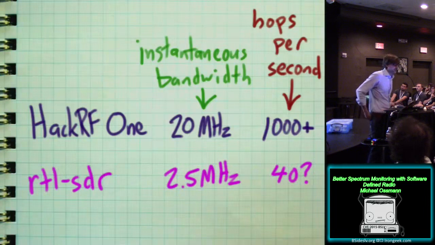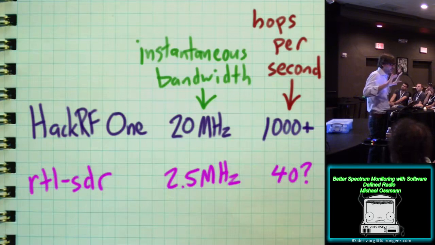But to give you an idea of how much we can fill that grid with those rectangles, the instantaneous bandwidth of HackRF One is about 20 megahertz. So that means every rectangle is wider. And with an RTL-SDR, we can get about 2.5 megahertz. Now, the hops per second with a Realtek dongle: when I was trying rtl_power and stuff, I seemed to only get maybe about 10 hops per second, something like that. But I've heard accounts that people with some tweaking of the software can get something around 40 hops per second.